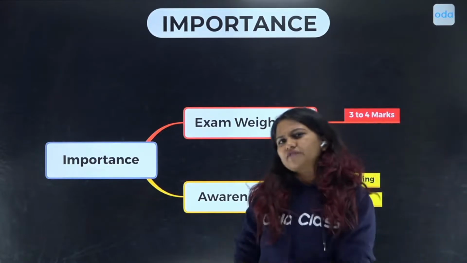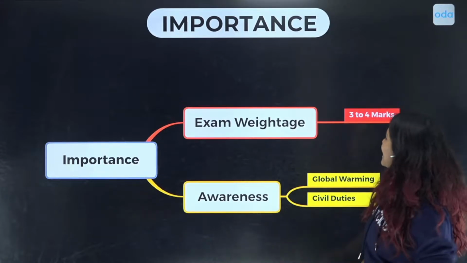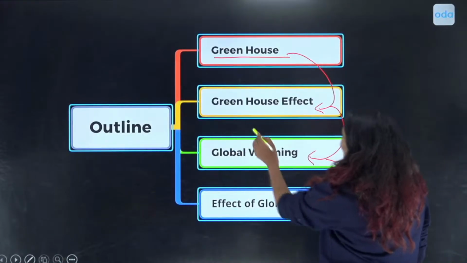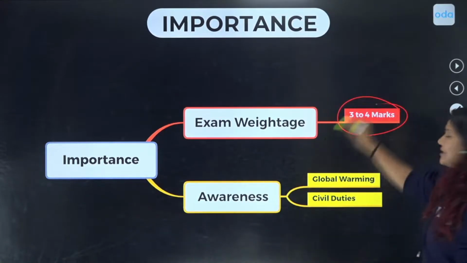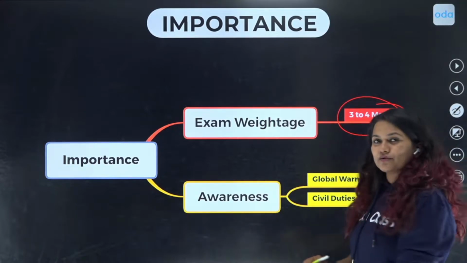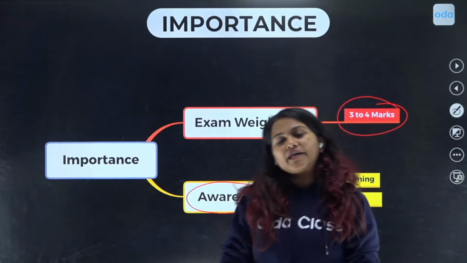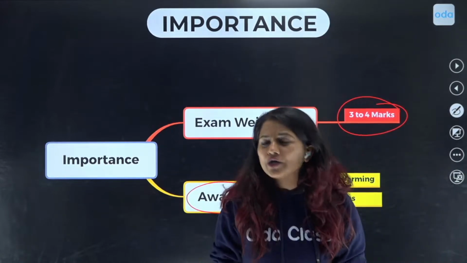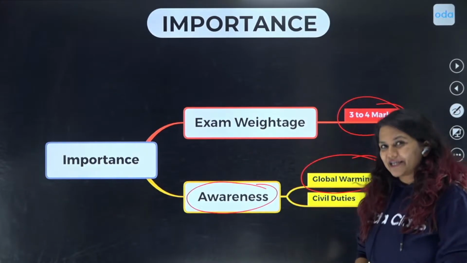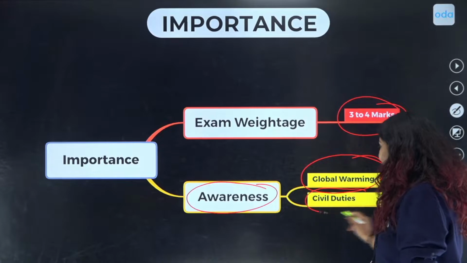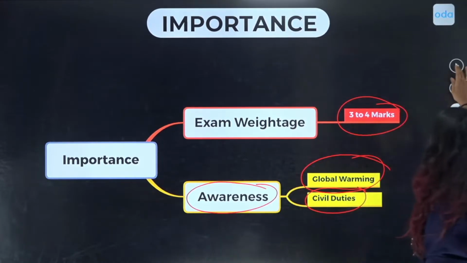What is the significance of this topic? Where is this topic going to help you? So, this topic has a good exam weightage, students. It is for 3 to 4 marker questions that might be asked. Talking about awareness, you will be aware of your surroundings, what's going on, and what the reasons are. So, the awareness regarding global warming and what our civic duties are to slow it down. So, now you know the importance.